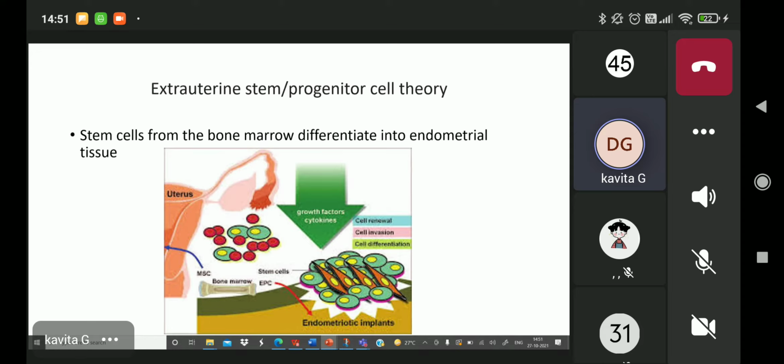So you have the bone marrow. We know that bone marrow is a very rich source of stem cells. Now the recent theory is that the bone marrow stem cells are differentiating into endometrial tissue, and this itself is giving rise to the presence of endometriotic implants.